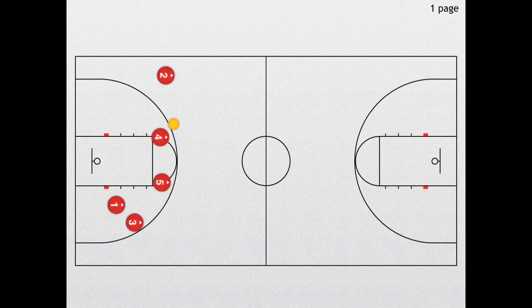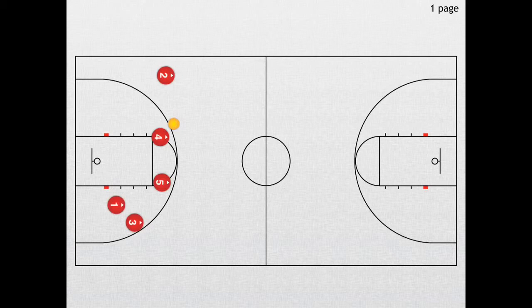If the guy guarding the 4 wants to stay close to his man, then we're going to have the 1 for the layup. If he's worried about the layup, he's going to take away the layup, then the 4-man should be open to swing it to him, and then we move on to the next part of the play.